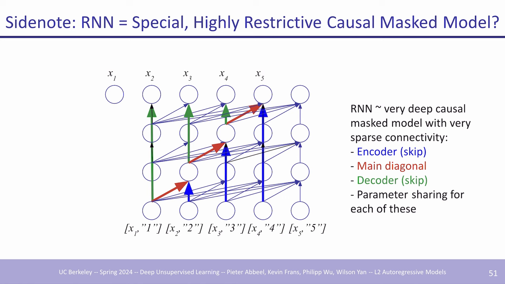That would be very, very tall. But make it that tall and just use the diagonal effectively. And that should show you that in some sense you're very restricted in what you're capable of doing when you're doing an RNN compared to an actual causal mask model. And so that should concern you.